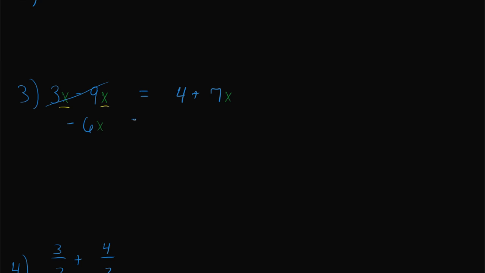All right, and then on the right side, we have a 4 plus 7x. I should have written that in green. Okay, and again, the 4, it just has the imaginary 1 attached to it, and the 7 has the x, so you cannot combine those. You just have to leave the 4 as a number and the 7 with the x on it.